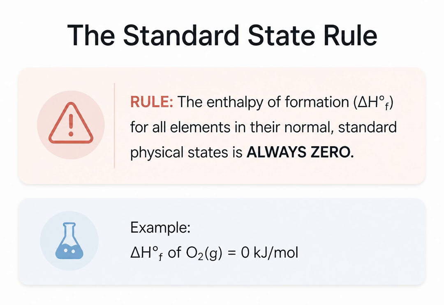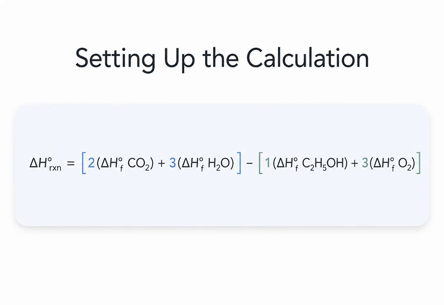Before we start plugging numbers into our formula, there is a crucial rule you must keep in mind. The enthalpies of formation for all elements in their standard normal physical states are always zero. In our current reaction, oxygen is an element in its standard gaseous state, so its heat of formation will simply be zero. Now, let's set up our calculation.